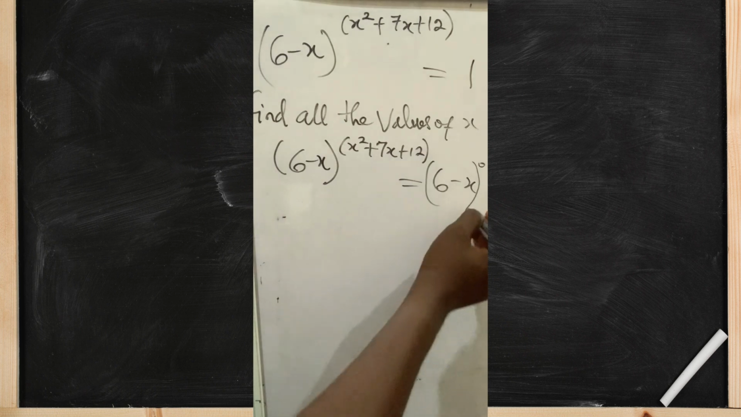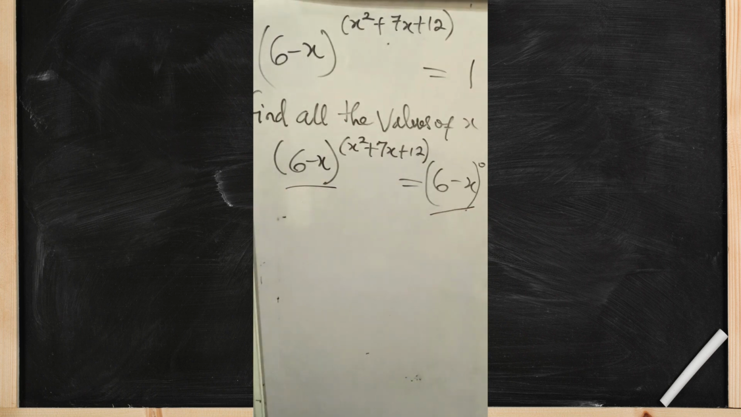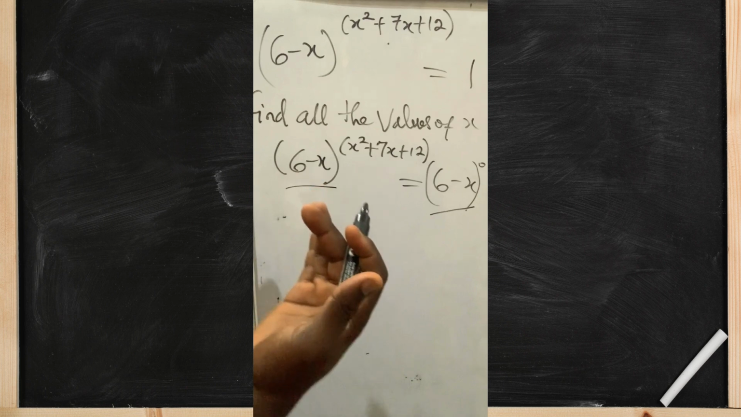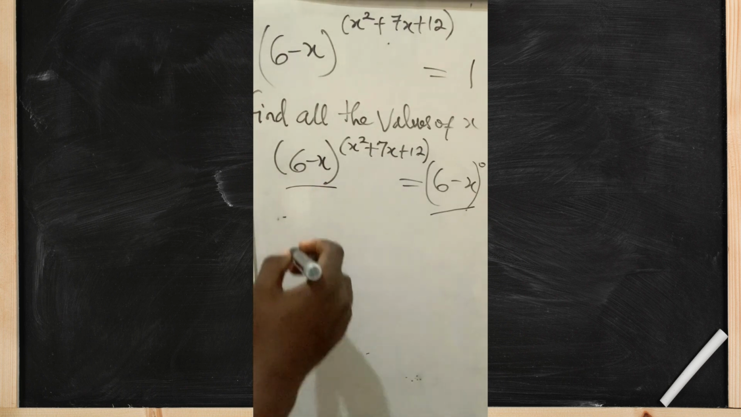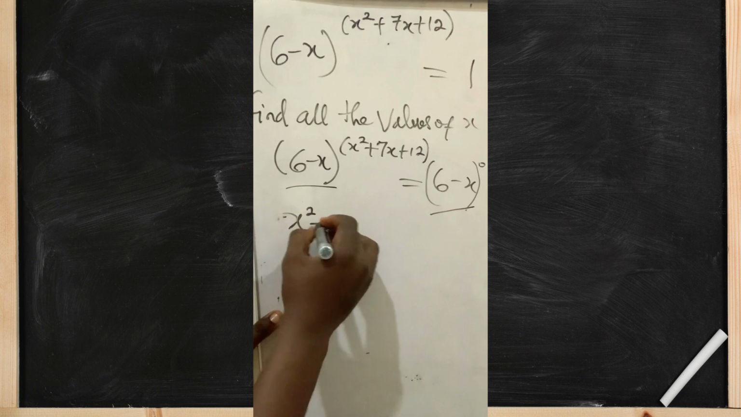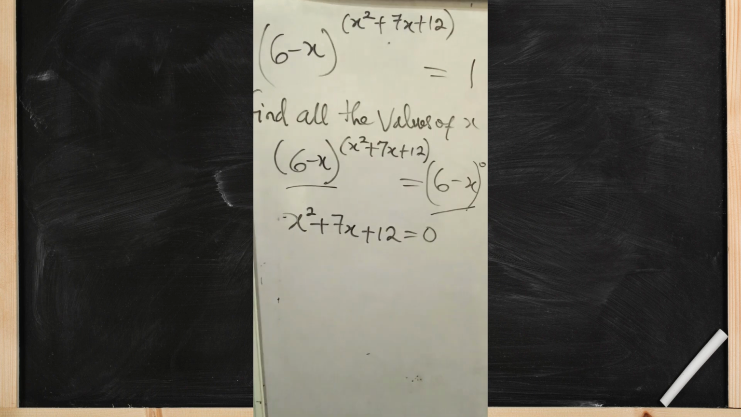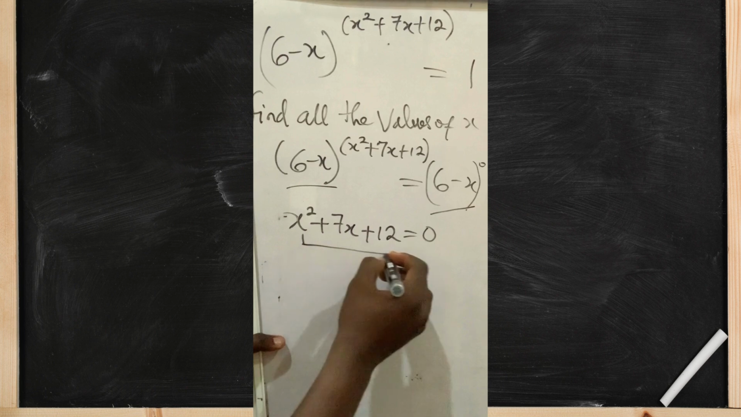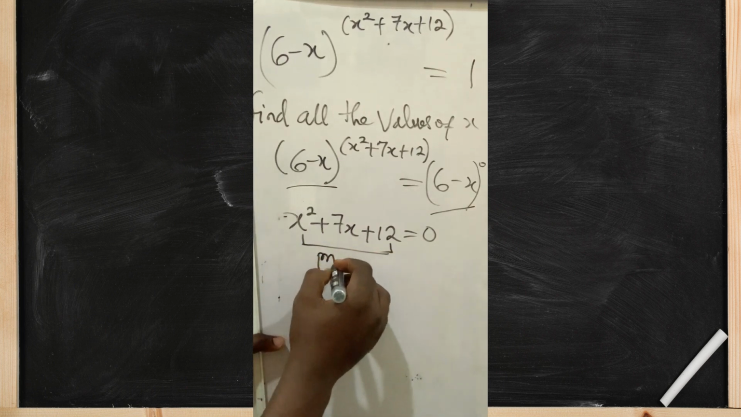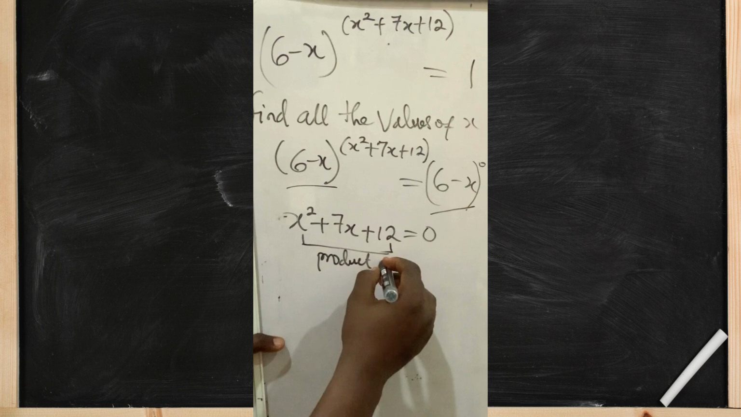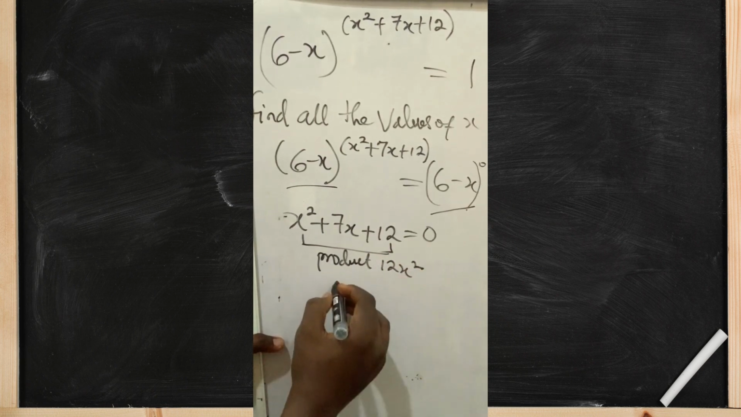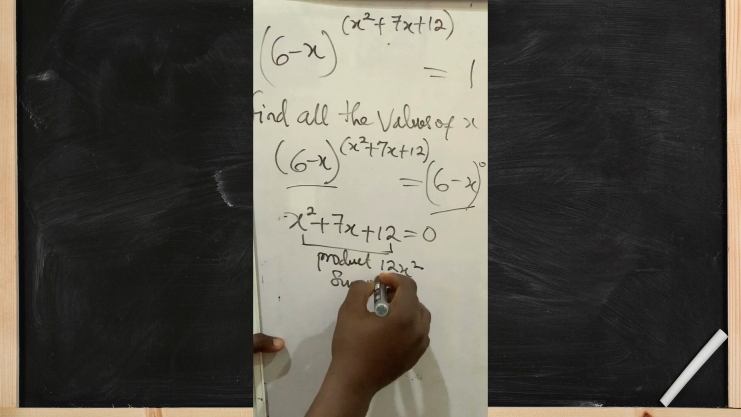So now that we already have the base to be 6 minus x, we can now equate the powers, the exponents. x squared plus 7x plus 12 now equals 0. So at this point, we've gotten a quadratic equation. To solve this quadratic equation, I'll just go ahead to use the method where we are looking for the product of 12x squared and the sum of 7x.